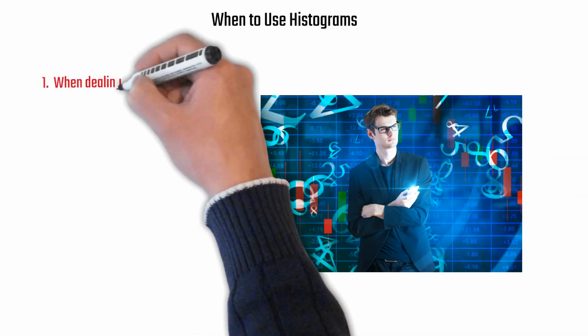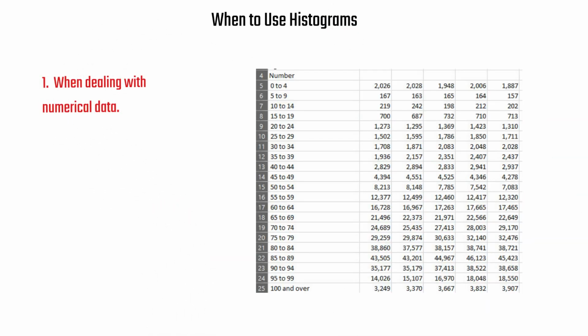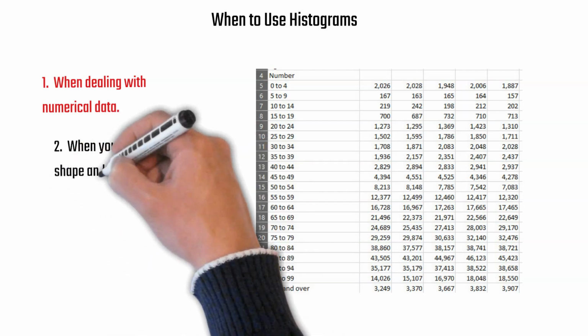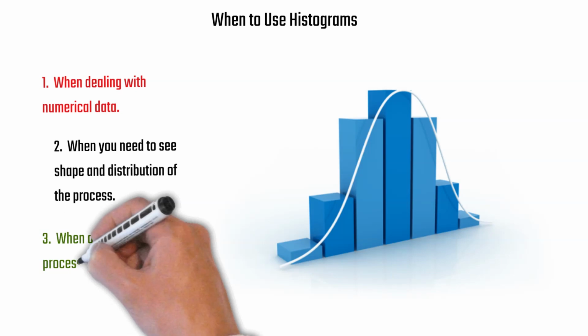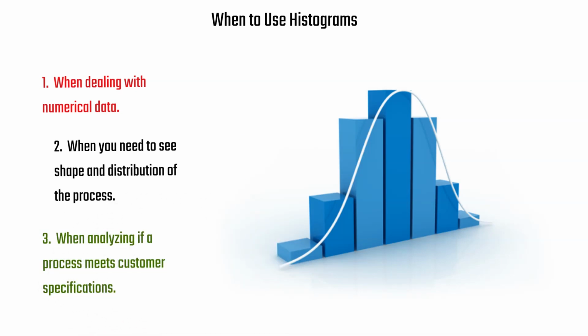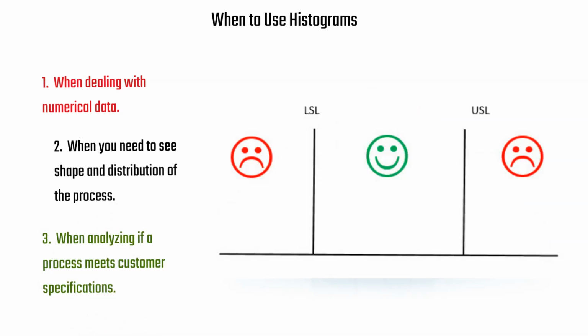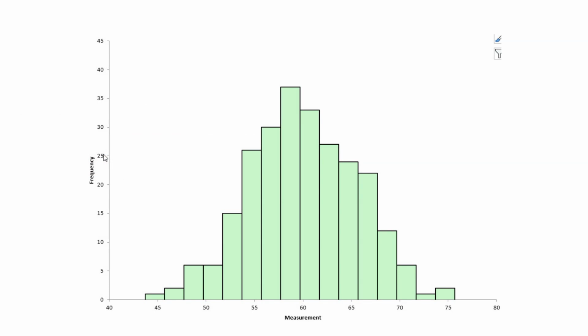Well, you're going to use a histogram when you have numeric data, things that you can count. And when you want to see the shape or distribution of the process, you're going to use a histogram. And also, you're going to use it to analyze if a process meets customer specifications. It's part of the process capability analysis.